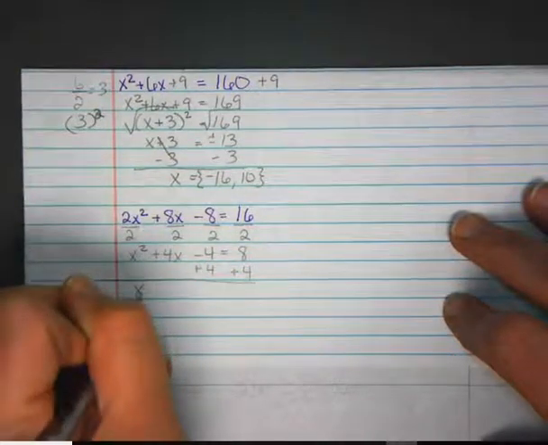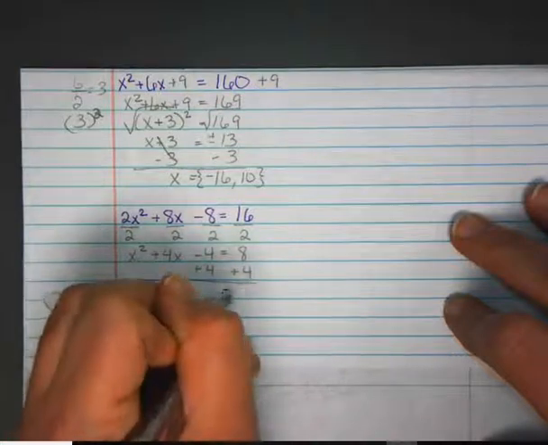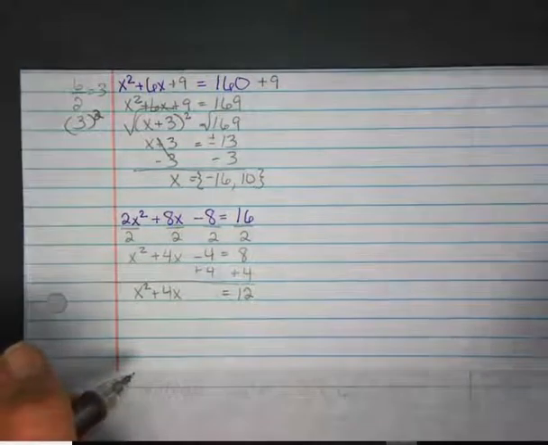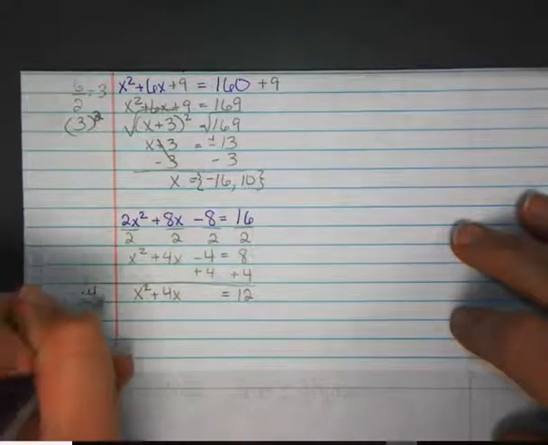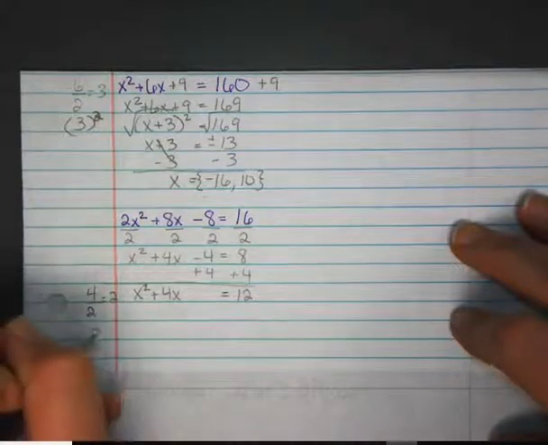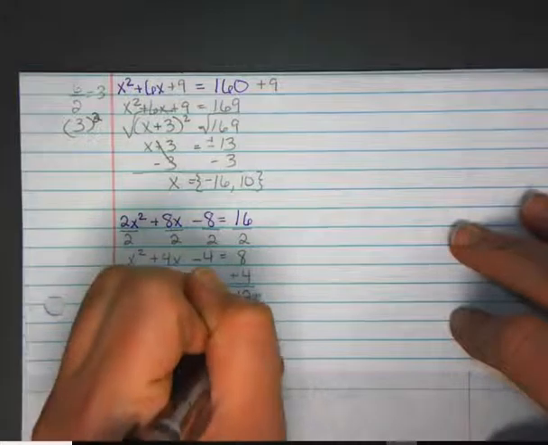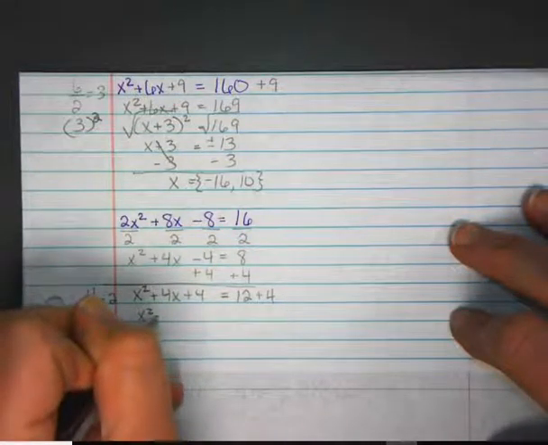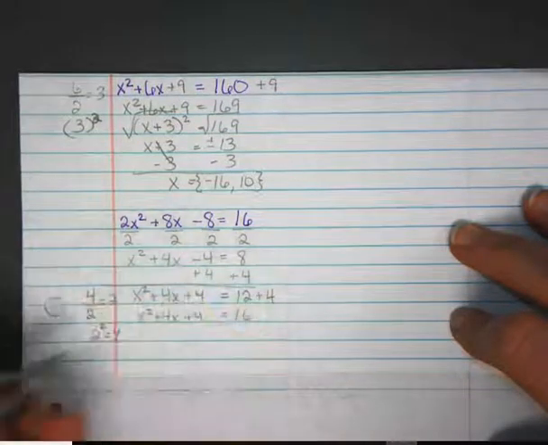And we know it's not a perfect square trinomial already because our c term is negative, and there's no way to have a perfect square trinomial where the c term is negative. So I'm going to take my b value, which is 4, divide by 2, and that's going to be 2. 2 squared is 4, so I'm going to add 4 to both sides again. And that gives me x squared plus 4x plus 4 equals 16.